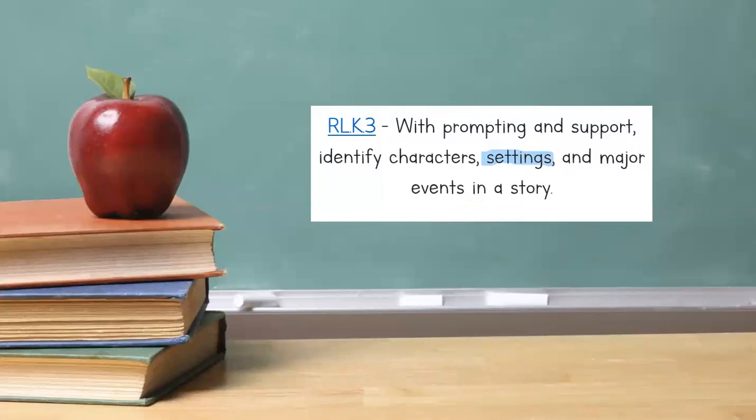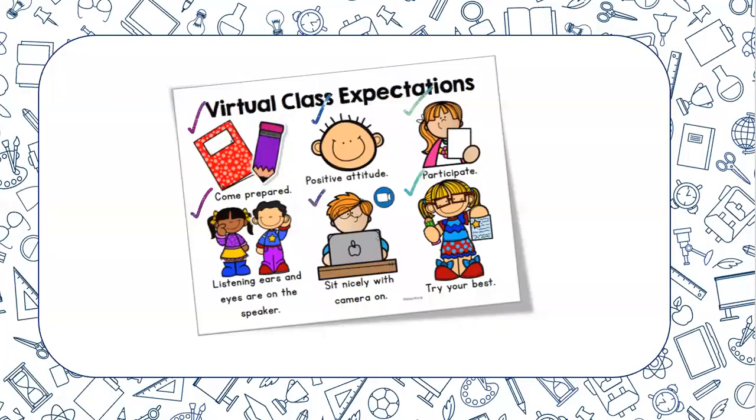But before we get started, let's go ahead and review our classroom expectations. So remember, in our virtual classroom expectations, we always come prepared. We have a positive attitude. We participate. Our listening ears and eyes are on the speaker. We sit nicely with our camera on, and we always try our best. If you are viewing this at home or in a classroom, you don't need to sit nicely with your camera on, but sit up nice and tall for me, ready to learn.